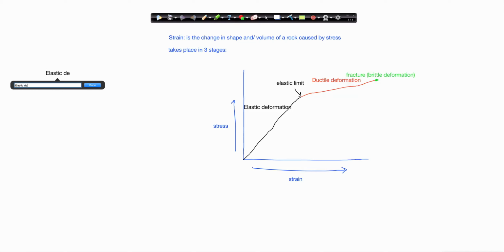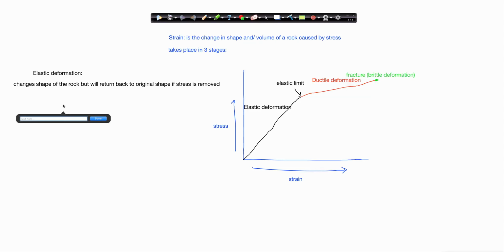So elastic deformation. You can think of a rubber band. You stretch a rubber band, you release it, it goes back to its original shape. So elastic deformation changes the shape of the rock, but will return back to its original shape if stress is removed. So this is not permanent.